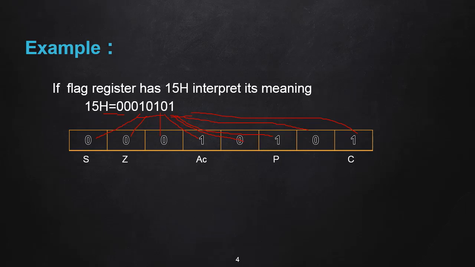In the above example, S is equal to 0, which means the number is positive. Z is equal to 0 means the result of arithmetic and logical operations is non-zero. AC is equal to 1: carry is generated at bit 3 and passed to B4. P is equal to 1 means even parity exists, and C is equal to 1 means carry has been generated at the end of arithmetic operations.